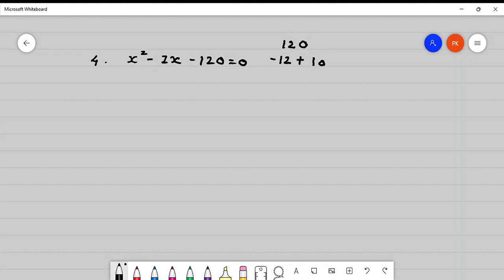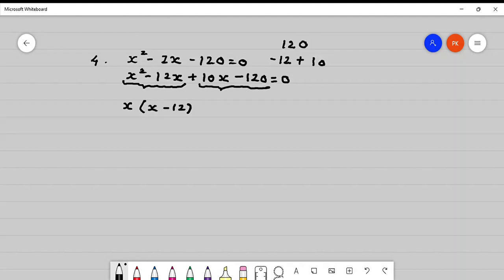Now since I want minus 2, give the larger factor a negative sign, smaller factor a positive sign. So x square minus 12x plus 10x minus 120 equal to 0. So from these two terms, take x common. So you'll get x here. From 12x here, take an x out. So 12 will remain here.